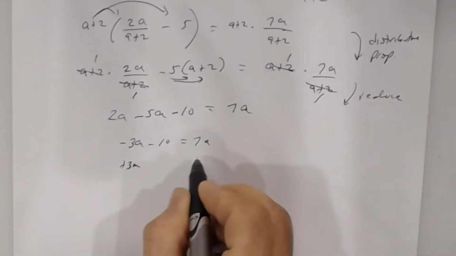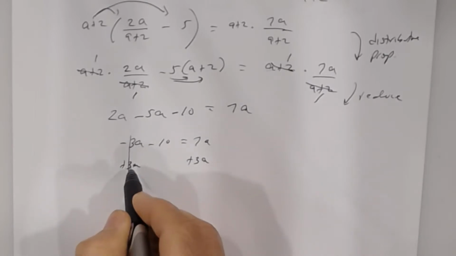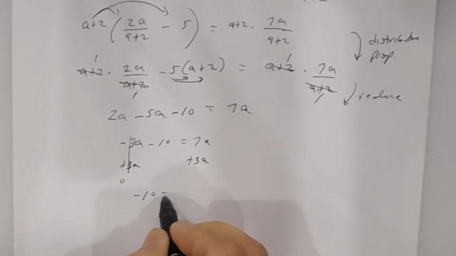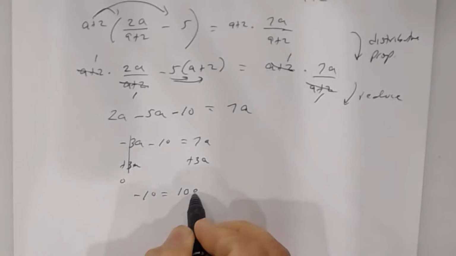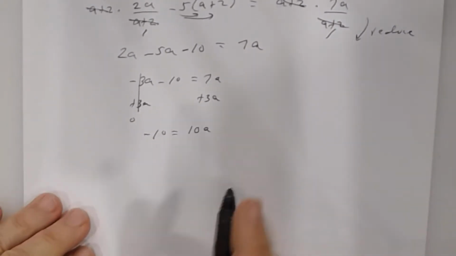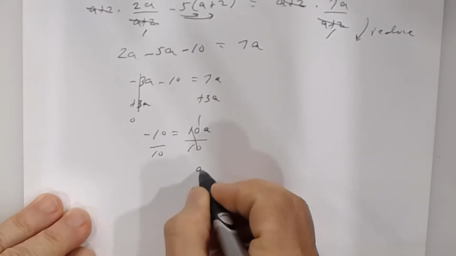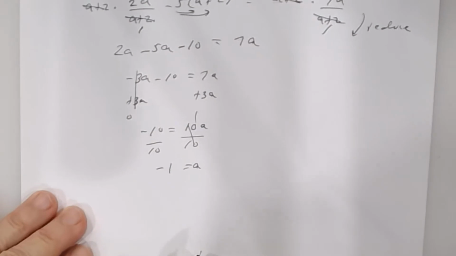Add 3a to both sides and combine like terms. I get negative 10 equals what? 10a. Divide by 10. So I get a equals negative 1.